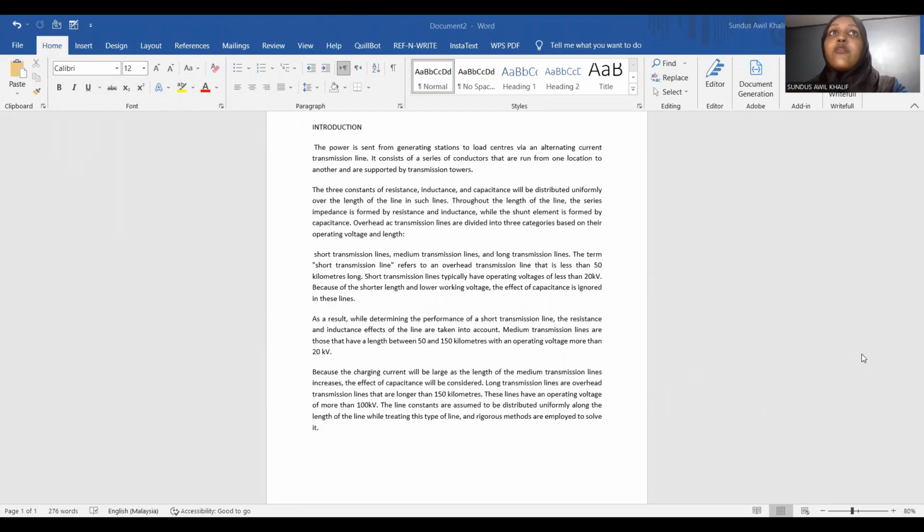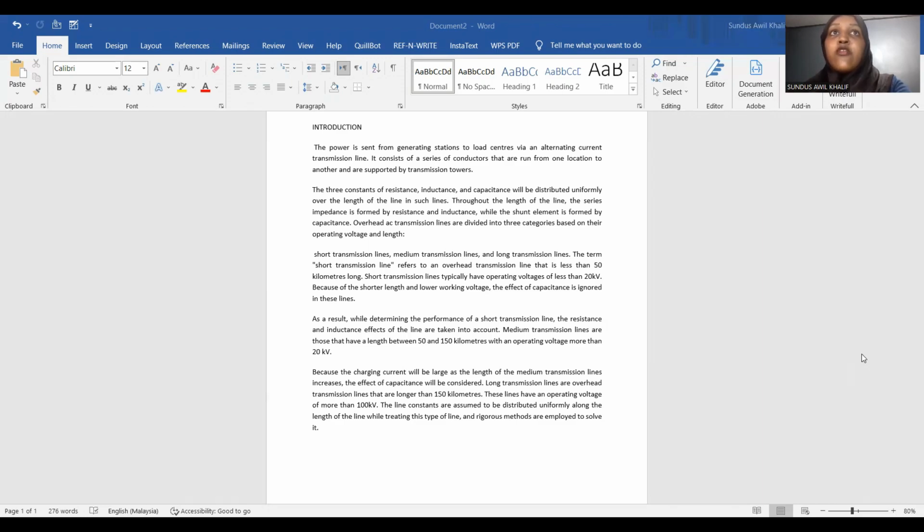Today I want to present Lab 4, Transmission Line Introduction. So let's start. Power is sent from a generating station to load centers via alternating current transmission lines. It consists of a series of conductors that are run from one location to another and supported by transmission towers.